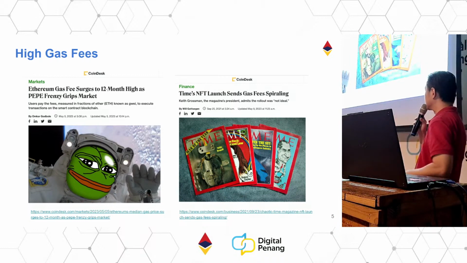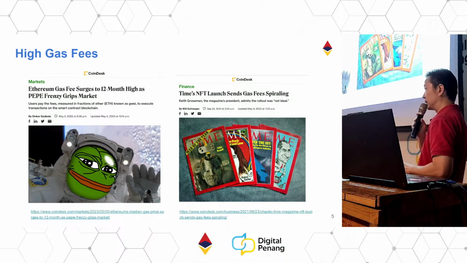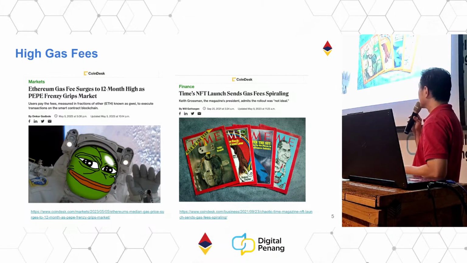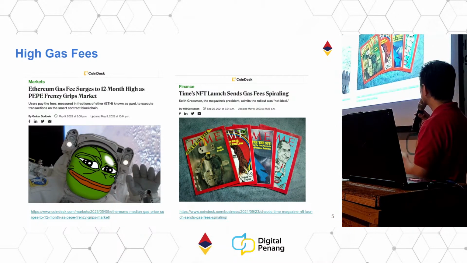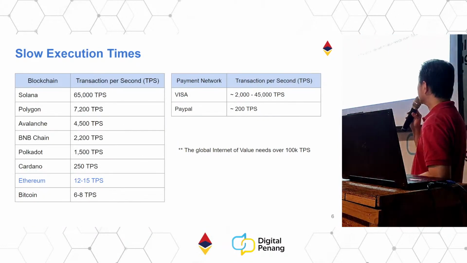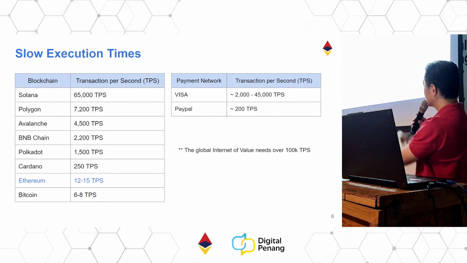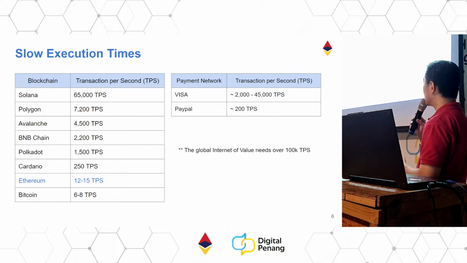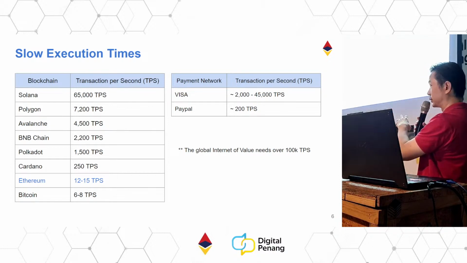Okay, so this is an example of the higher gas cost. Whenever there's a big event happening in Ethereum, you will usually see the gas fees spike up. For example, when the Pepe project went live, the gas fees shot up, and the same for NFT mints. Okay, in terms of the TPS, you can see Ethereum is at about 12 to 15 TPS. That means 12 to 15 transactions per second, right? If you compare that with the other chains up there, it is pretty low, right?